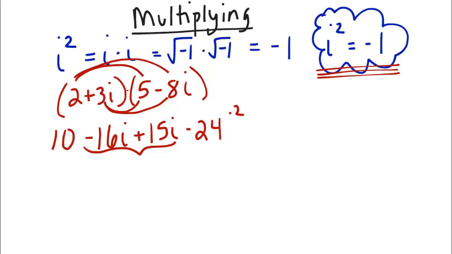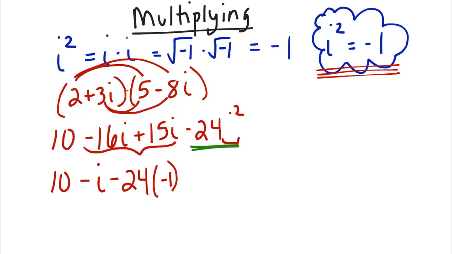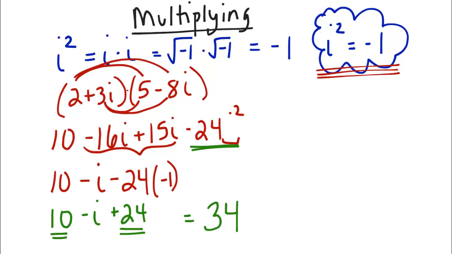Notice we can simplify like terms. Negative 16i plus 15i is negative 1i. And then the i squared is negative 1. So I'm going to replace this with a negative 1. So 24i squared became 24 times negative 1. Notice we had a minus 24i squared. So minus 24 times negative 1 is going to become a plus 24. Let me just write in those other terms. So our answer is coming down to 10 minus i plus 24, but now we can combine the 10 and the 24, and we get 34 minus i.